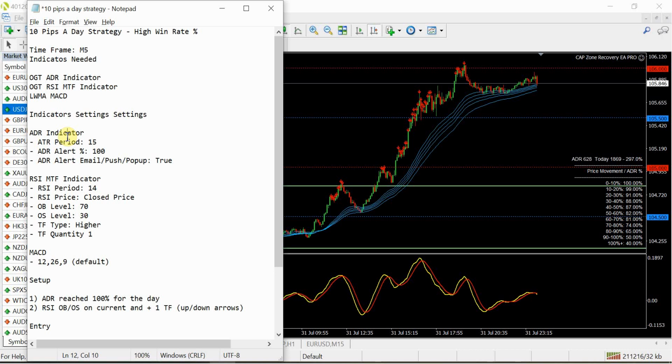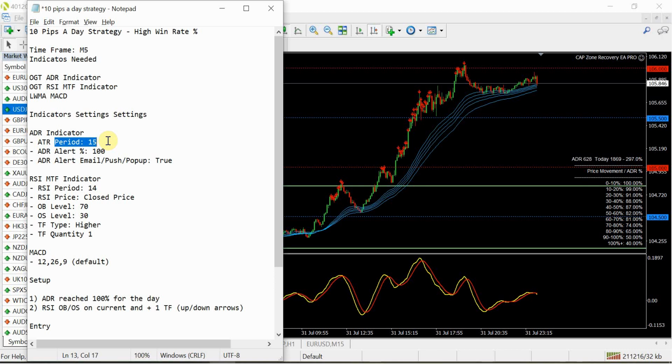So the ADR indicator effectively measures the volatility of a currency pair over a given amount of bars. In this case, I like to set the ATR to 15, so it's looking back on the previous 15 days. Those are the settings you need to determine what the ADR is for the actual day. It looks back at the last 15 days, takes an average, and presents that on the chart for you in two lines, one above and one below, the upper and lower band, as I like to call them.